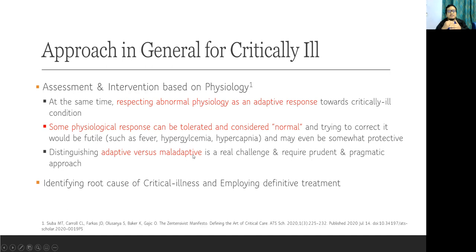Until when the adaptation of the abnormal physiology becomes maladaptive, it's becoming way too much, and then when we have to correct it, it's actually a real challenge and requires a prudent and pragmatic approach. And always take into account benefit and risk in everything you want to do and intervene in the patient. So, of course, at the same time, you have to identify the root cause of critical illness and employ definitive treatment, such as for pneumonia, you have to give antibiotics, and so on.